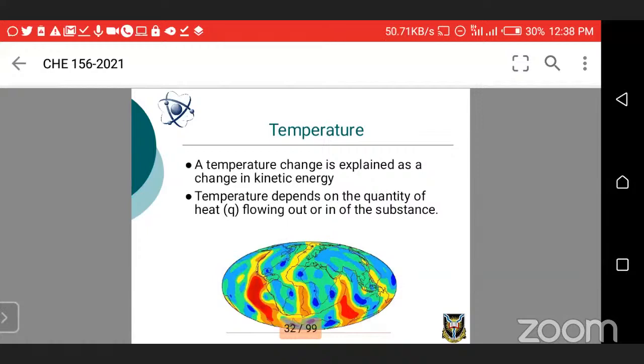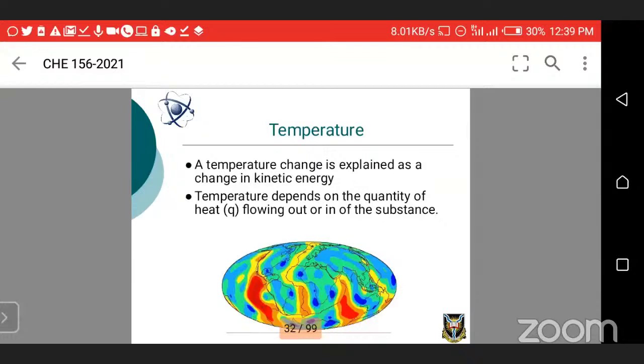Assuming one asks you that a temperature change is due to: A, kinetic energy, B, potential energy, C, electrical energy, and D, nuclear energy. You should know which one to take. You should understand that.